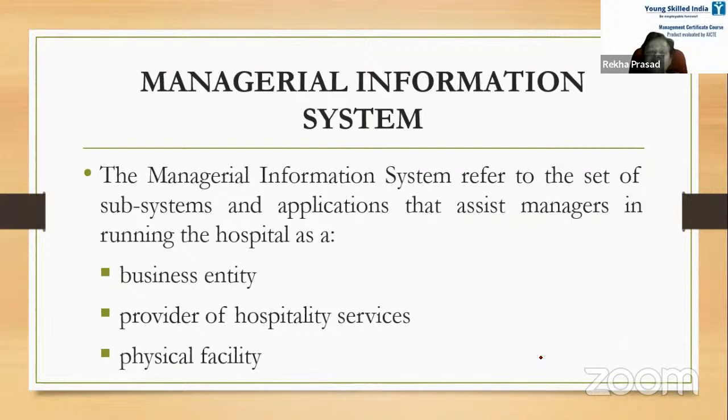So you have seen in the patient management system, you have three things. And then in the managerial, the second part of HIS, that is hospital information system, is managerial information system. Here you have three things, that is business entity, provider of hospitality services, and physical facility. The managerial information system refers to the set of subsystem and application that assist managers in running the hospital as a business entity, provider for hospitality services, and physical facility.